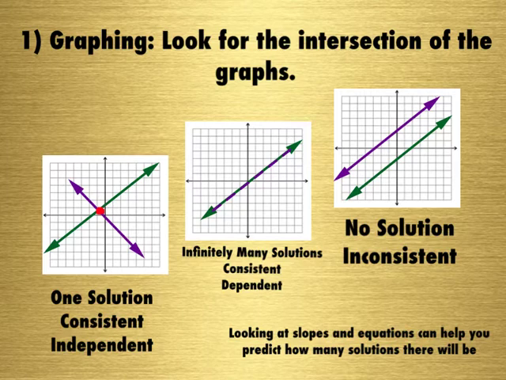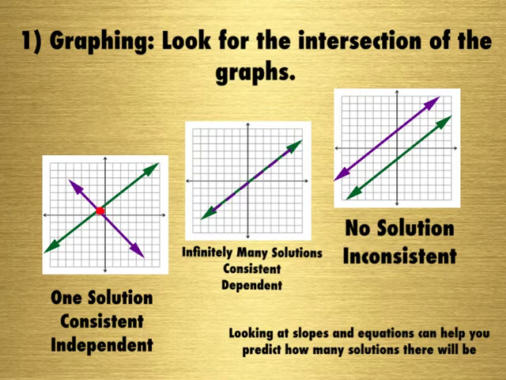If our lines are on top of each other, notice how the green line and the purple line are graphed on the same spot. This means that there are infinitely many solutions. We call this a consistent dependent solution. And again, the solutions would be every single point along that line. Or if the lines are parallel, they never touch, never cross. This is no solution and inconsistent.